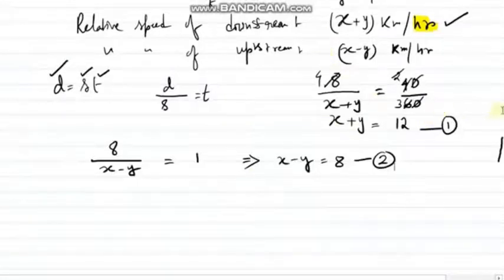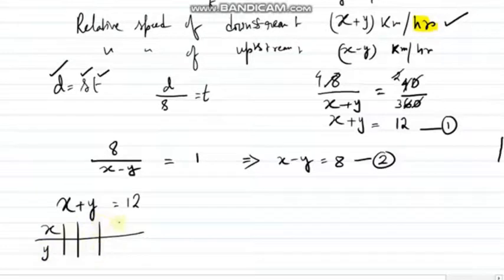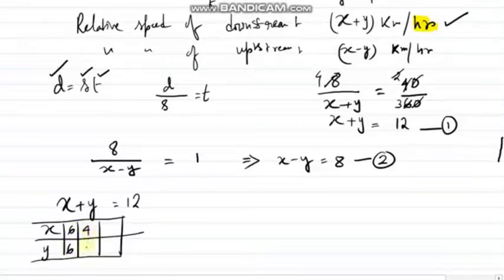Suppose I apply the graphical method to solve this equation. How to solve this? Just check. x plus y equals 12. From there I need to draw points. Suppose I take a couple of points. If x equals 6, y is also 6. If x equals 4, y equals 8. If x equals 5, y becomes 7, right?